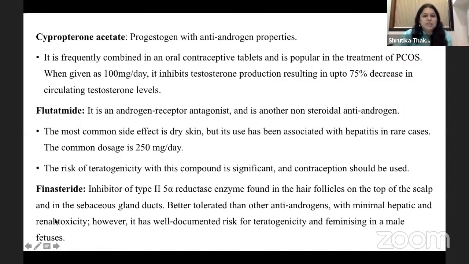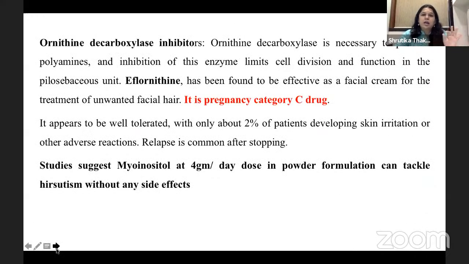Flutamide as well as finasteride, which is a 5-alpha reductase enzyme inhibitor. Usually, I prefer that this is prescribed by the dermatologists themselves. Ornithine decarboxylase inhibitors also, such as eflornithine. These are pregnancy category C drugs. They are available as facial creams for removing unwanted facial hair. But again, this is something that we should leave to dermatologists.